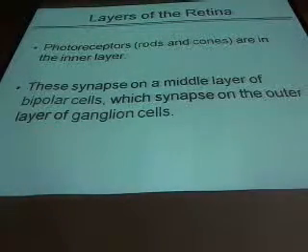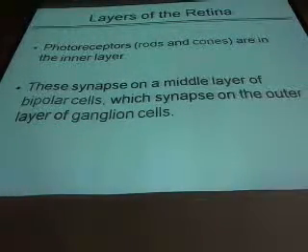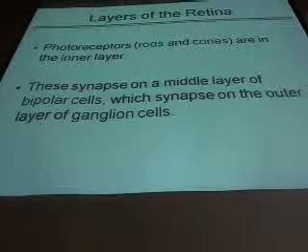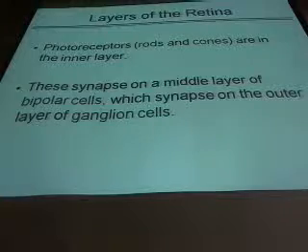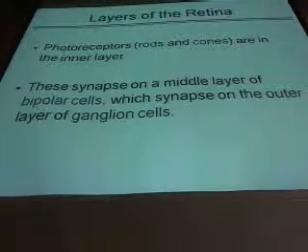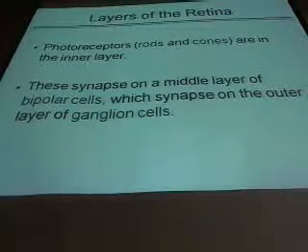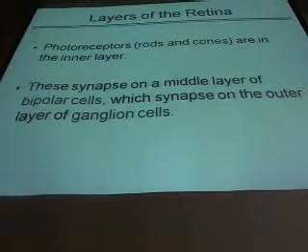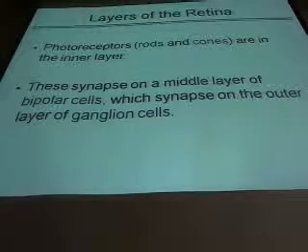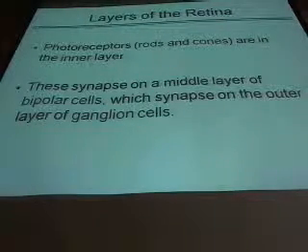Photoreceptors. You have the layers of the retina, and the photoreceptors, rods and cones, are in the inner layer. Now this goes against practical thought. You would expect that whatever's going to pick up the light is going to be on the outside of the retina, closest to where the light's coming in. But that's not the case.